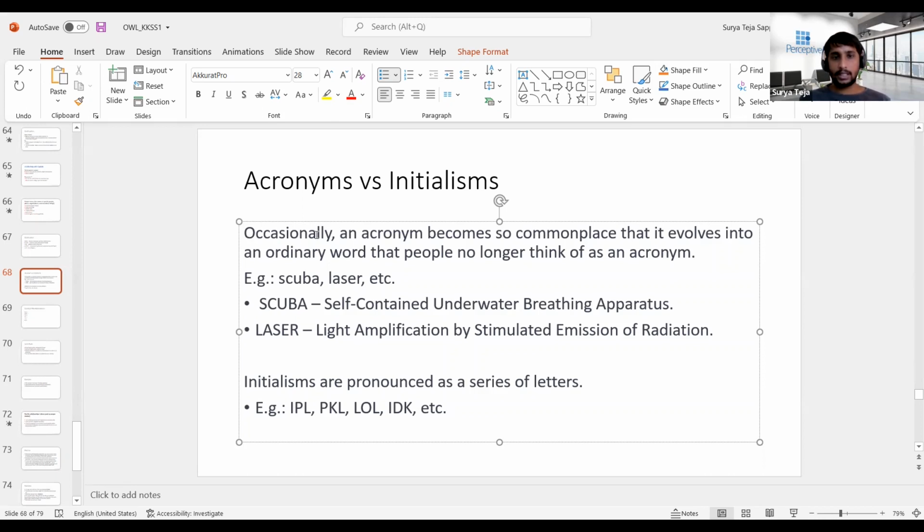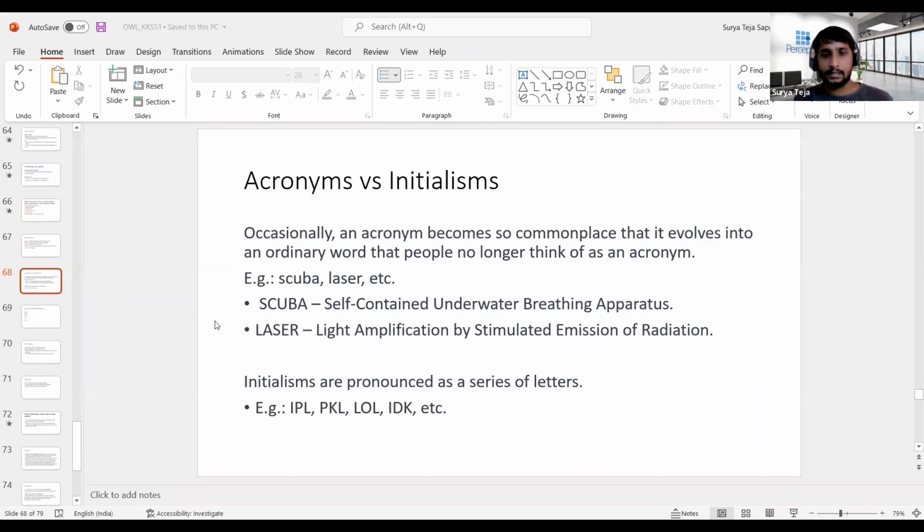We say occasionally, we are not saying O-C-C-A-S-I-O-N-L. We just pronounce it as a normal word. Acronyms are similar to that. They are simply pronounced as scuba, laser. We don't say S-U-B-A. But in the case of initialisms, we say I-P-L. We do not say pickle, lol. We say I-P-L, P-K-L, L-O-L. So these are the differences between acronyms and initialisms. The way the abbreviation is extracted is similar, but the pronunciation is different. That is the common difference between acronyms and initialisms.